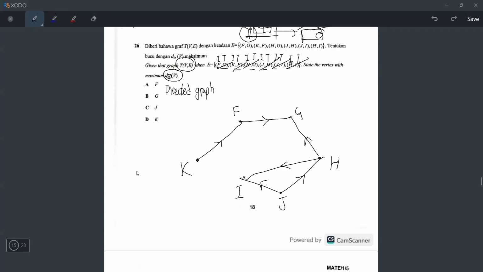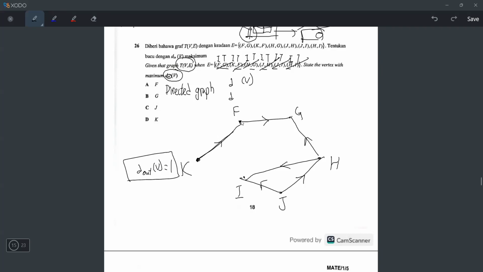Okay, now this is state the vertex with maximum degree of vertex, but degree of going in. So we can say that for point K, the degree of going out, because you can see the line going out of K, is 1. Okay, degree of in. Okay, and then what is the degree of vertex for F?